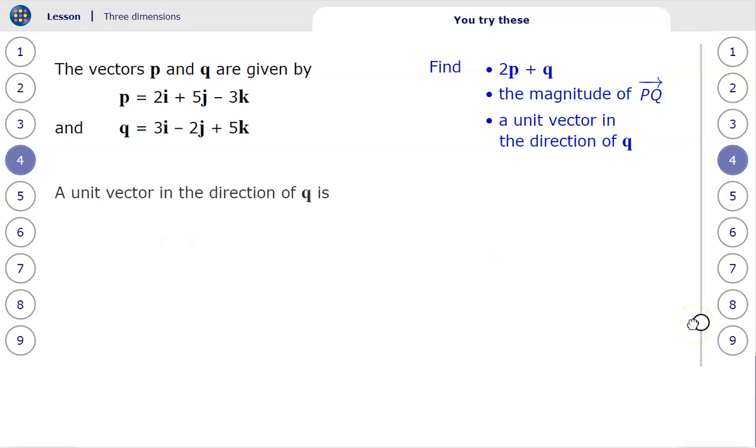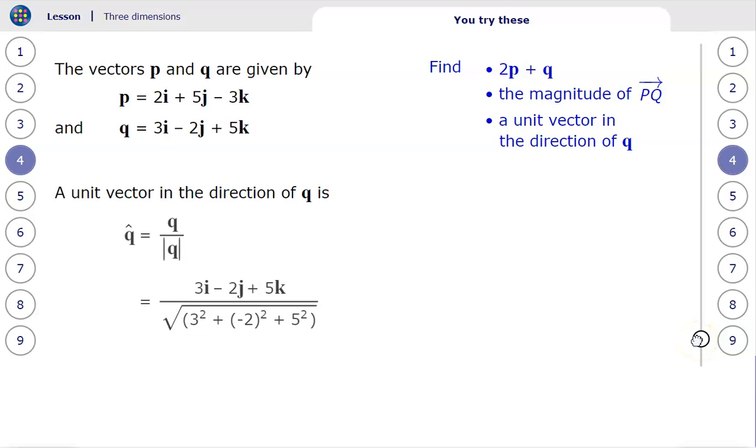The unit vector in the direction of Q, well, in order to get that, I need to take the position vector of Q and the magnitude of Q. And there we have the unit vector in the direction of Q.